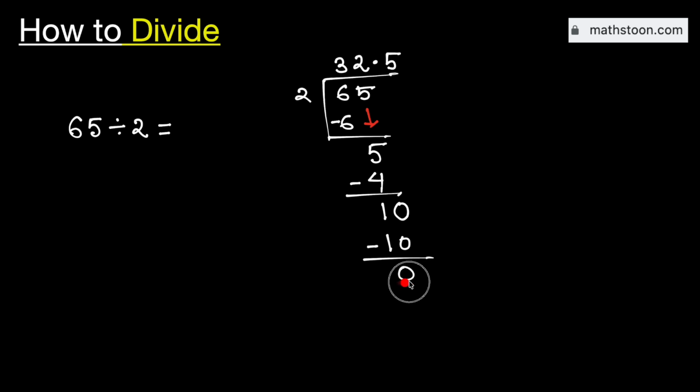As we have got the number 0 and we have no number to bring down here, so we will stop. Therefore 65 divided by 2 is equal to 32.5. And this is our final answer.